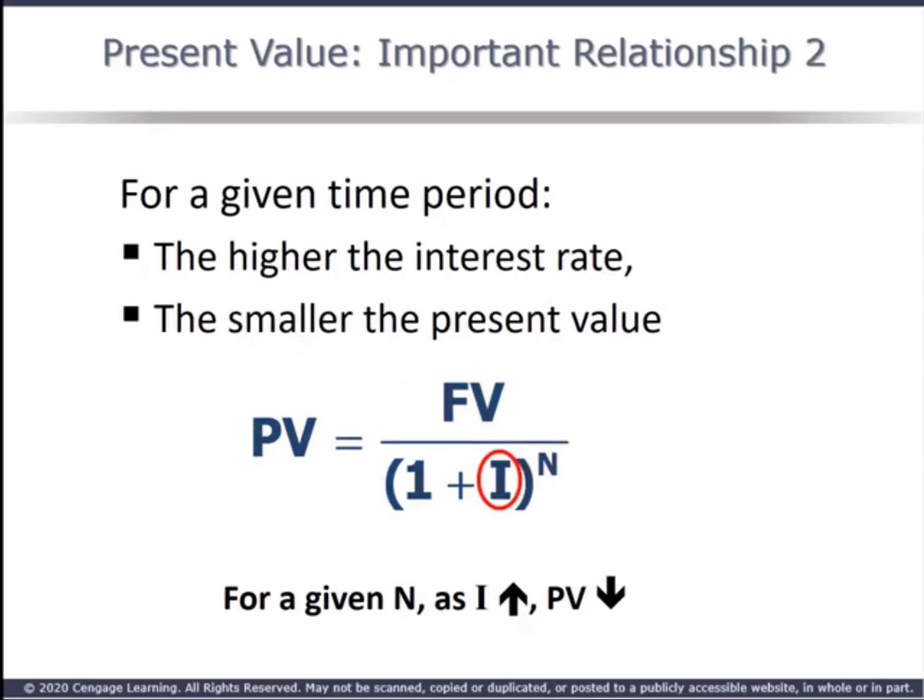For a given time period, the higher the interest rate, the lower the present value. Meaning, the greater the interest rate, the larger the denominator, the smaller the result. The higher interest rate reflects greater opportunity cost and or higher risk about actually receiving the cash flow in the future, making it worth less today. The relationship between present value and I is indirect. As one increases, the other decreases.